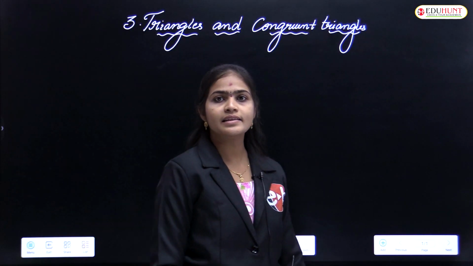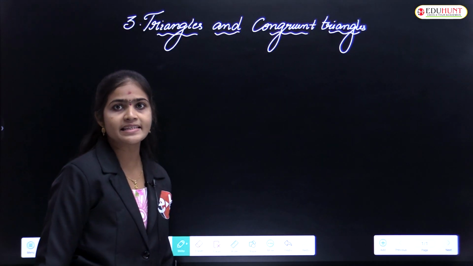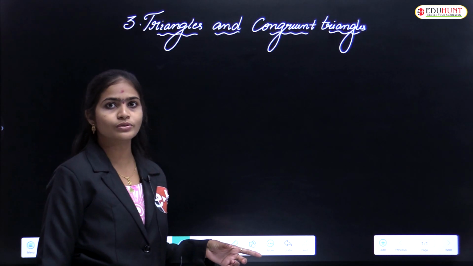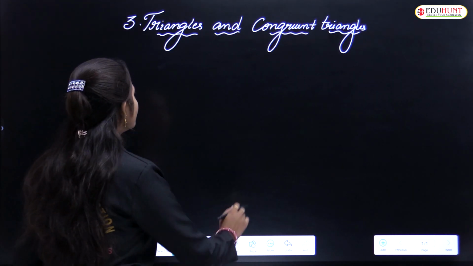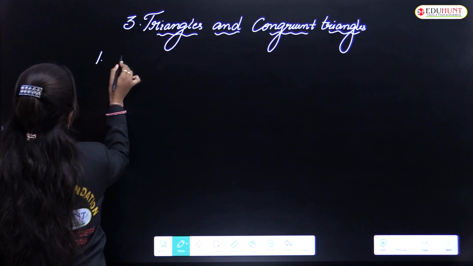So hi children, in this video we are going to discuss the four axioms. In the previous video I told you about congruent triangles. Here I told you about four axioms, right? So the first one is the SAS criterion.